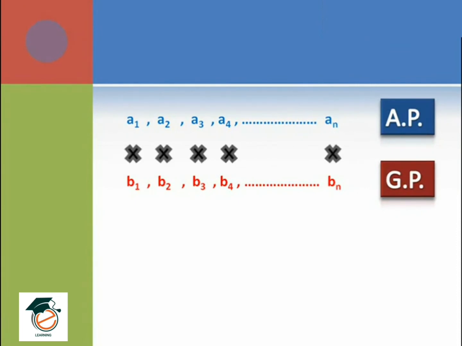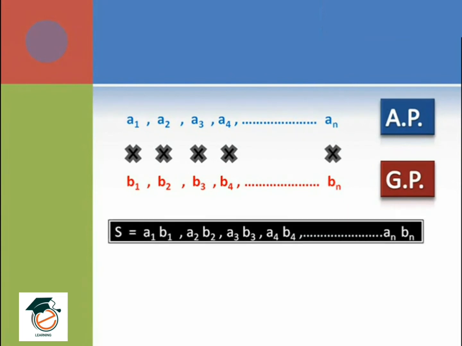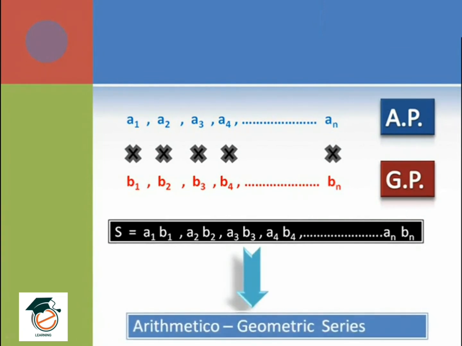Now if we multiply a1 by b1, a2 by b2, a3 by b3, a4 by b4 and so on up to an by bn, then we get the series as a1 b1, a2 b2, a3 b3, a4 b4 and so on up to an bn. And this series is known as the arithmetico-geometric series. We multiply the corresponding terms of AP and GP together to form the terms of a series, and this series is known as the arithmetico-geometric series.